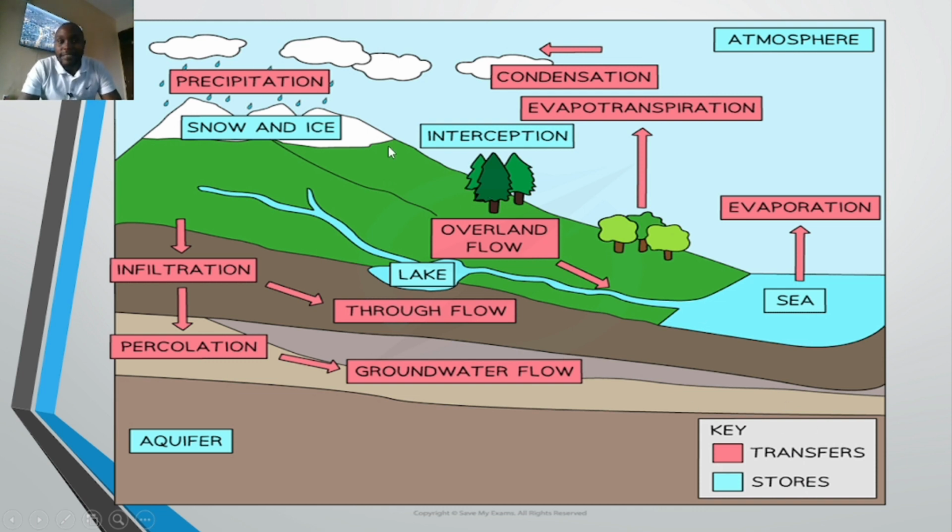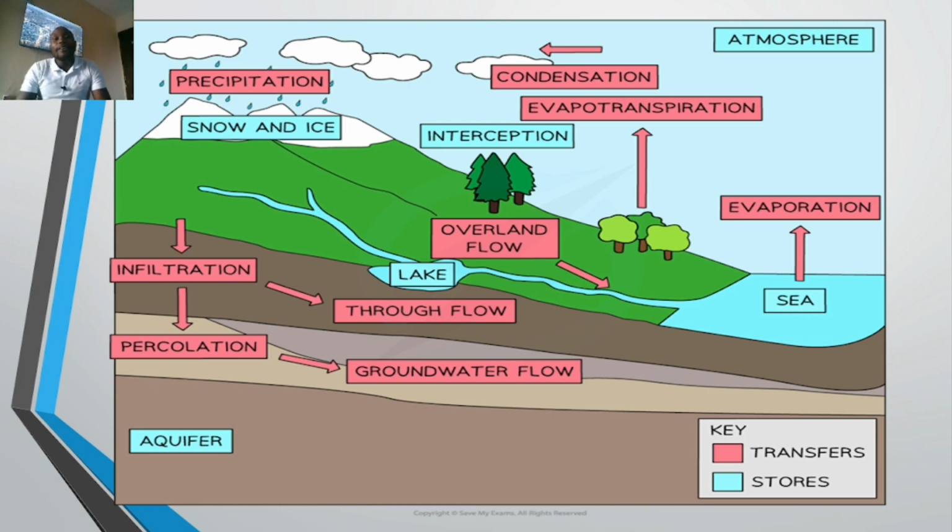So these are transfers. You see, precipitation, we have condensation, we have transpiration, we have evaporation, we have overland flow, through flow, groundwater flow, percolation, infiltration. And then we have the aquifer. Remember, aquifer, groundwater store. Now these colors here are the transfers, and these colors are the stores. The stores we have: sea, lake, atmosphere. I see snow and ice also, it's one type of store. Then we have interception in trees and stems. So that's what we mean by the whole process of the hydrological cycle.